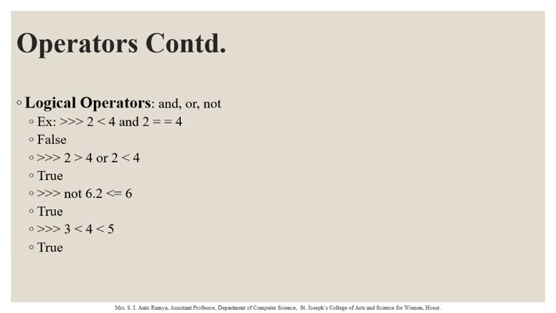So the example here: 2 less than 4 and 2 equal to 4. 2 less than 4 is true and 2 equal to 4 is false. So true and false is going to give false. The next example: 2 greater than 4 is false, or 2 less than 4 is true. So false or true is going to give true. Not 6.2 less than or equal to 6: we are using the not operator. 6.2 less than or equal to 6 is false, so it is going to give true. And here we have 3 less than 4 less than 5. 3 less than 4 is true, 4 less than 5 is also true, so it is going to return true.